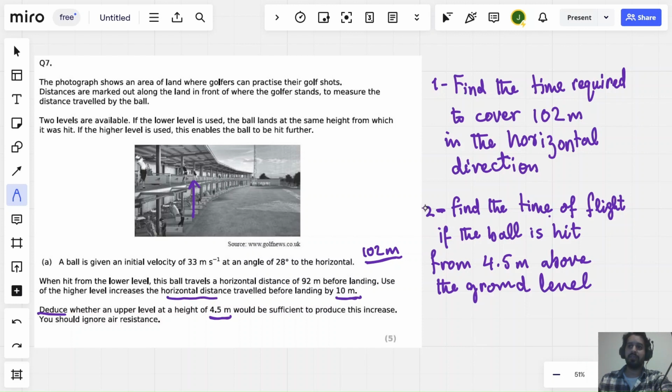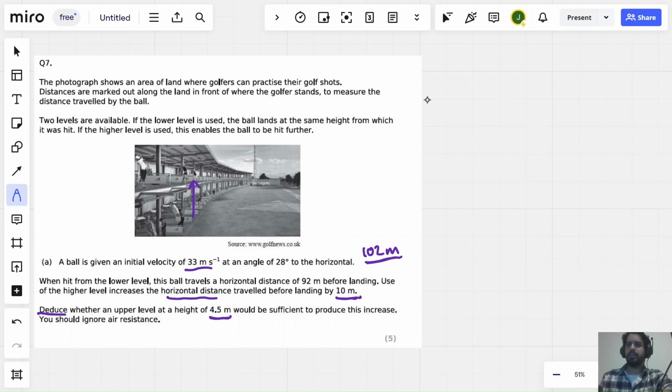On the other hand, if the time we find in step 2 is smaller than the time required to cover 102 meters, which is the time we will find in step 1, then we can say that 4.5 meters is not enough height for the ball to cover extra 10 meters. Now let us execute our plan.